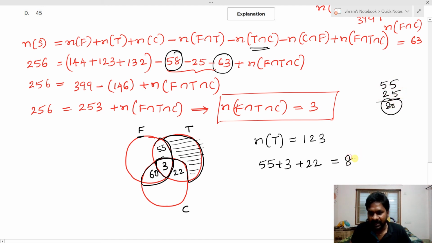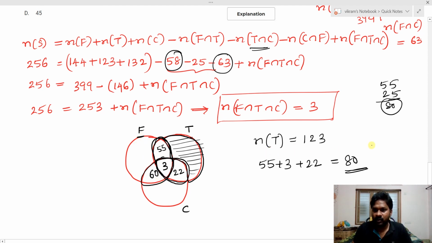So the 80 players can play, not only tennis, but they can play either football or tennis or cricket.